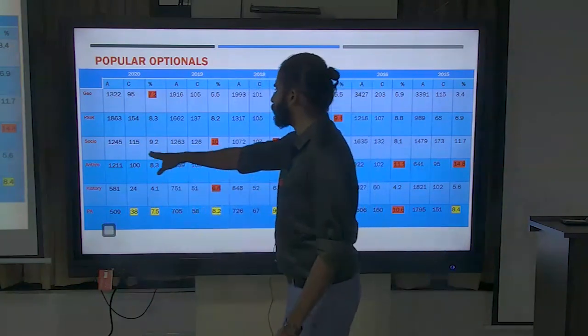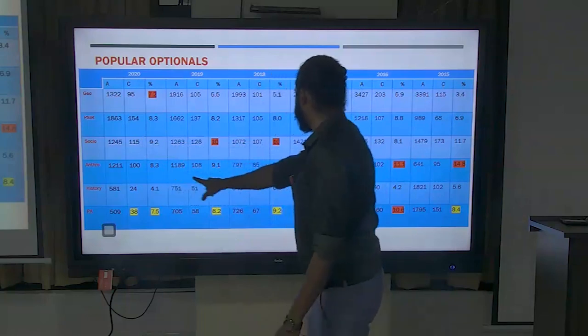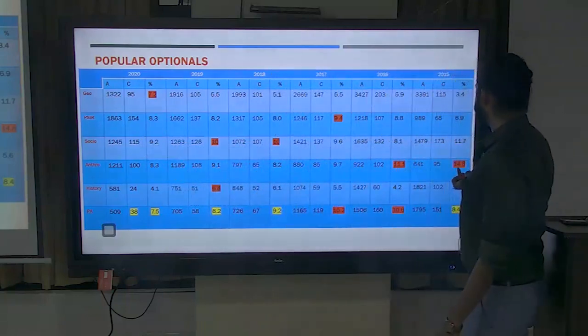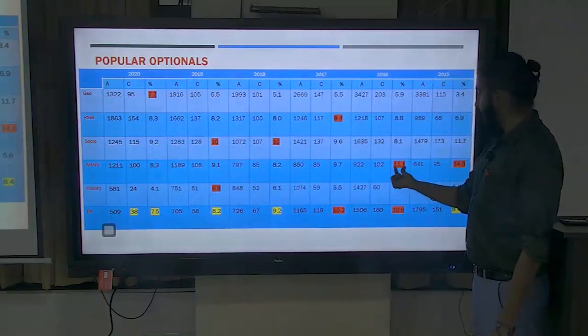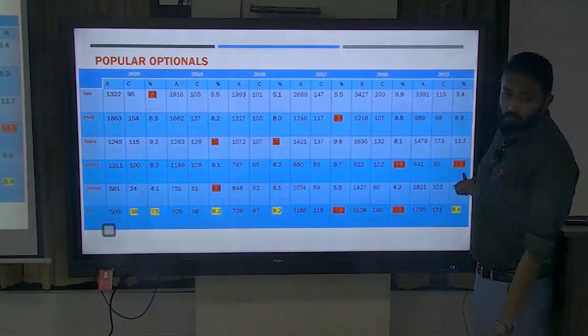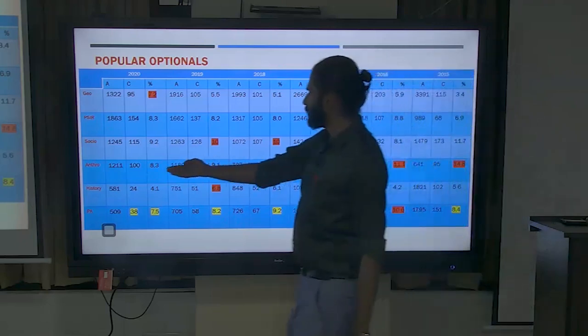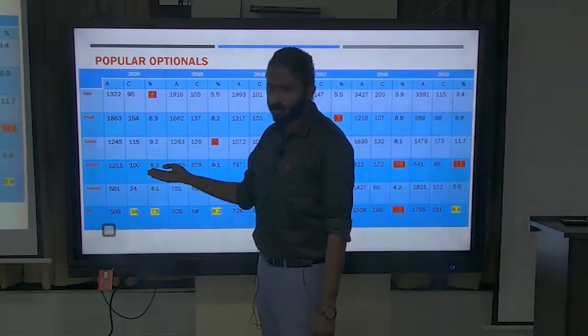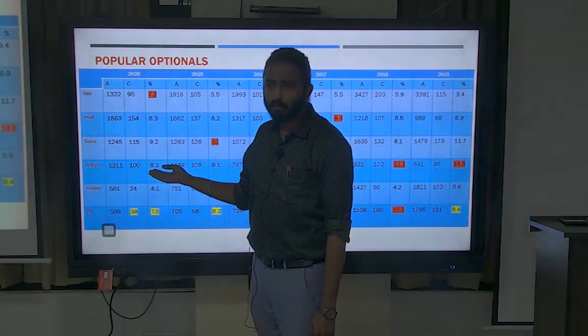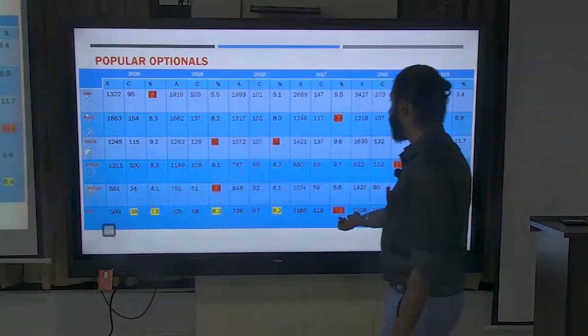And take the most popular optional also, sociology and anthropology. One year, they hit a very high success ratio. Of 641 people who wrote, the success ratio was 14%. After that, this year, the anthropology success ratio is only 8.3.